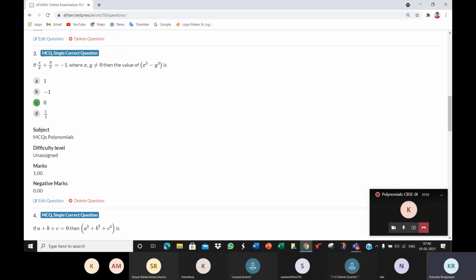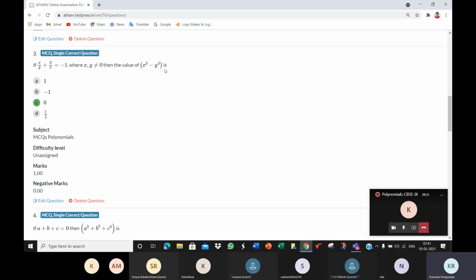x by y plus y by x is equal to -1. Given this condition, the value of x cubed minus y cubed is 0. So what we have to do is, we need to first take up the given equation and work it ahead. On taking up the common denominator xy and solving this, we get x square plus y square plus xy is equal to 0.